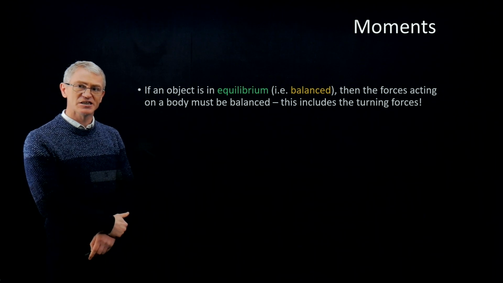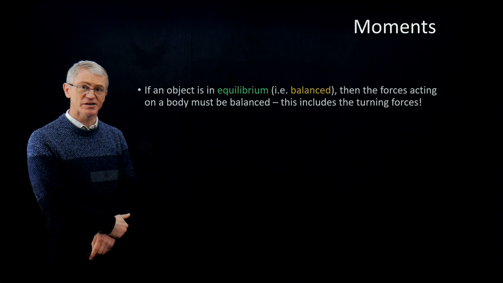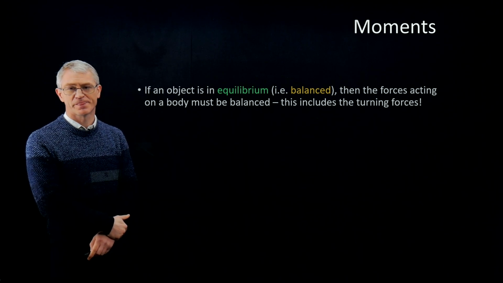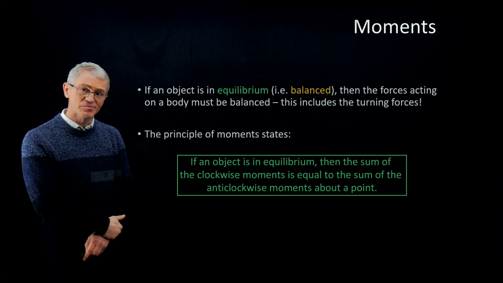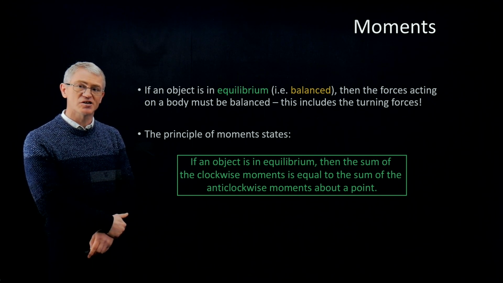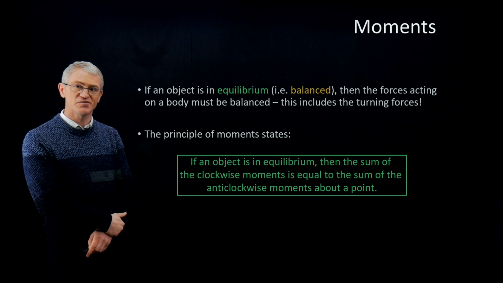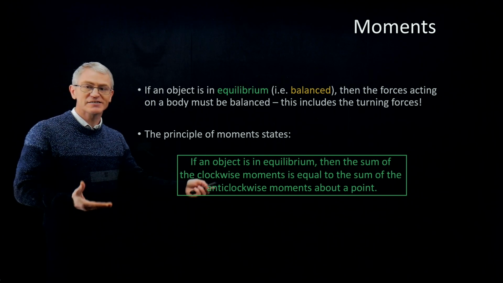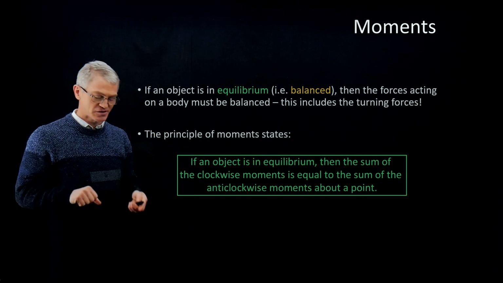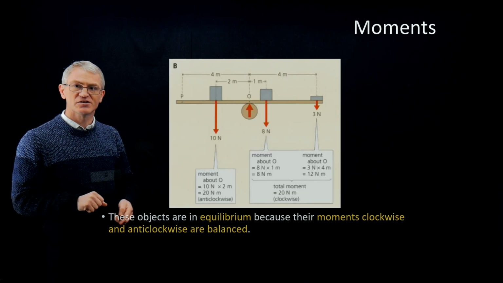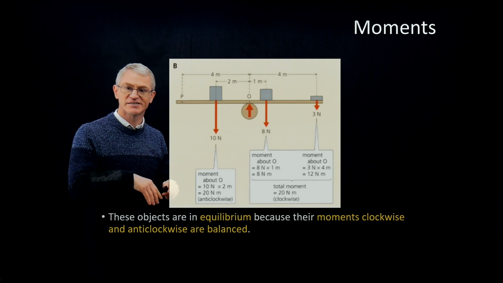If an object is in equilibrium, balanced, then the forces on a body must be balanced, and that includes turning forces. So we're going to go through an example of this. If an object is in equilibrium, the sum of the clockwise moments is equal to the sum of the anti-clockwise moments. So if I look at the clockwise moments and the anti-clockwise moments, and they're equal, there's going to be no turning involved. Let's have a look at this slightly complicated example.